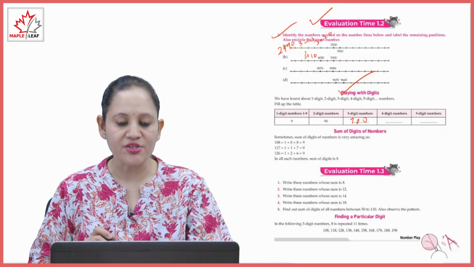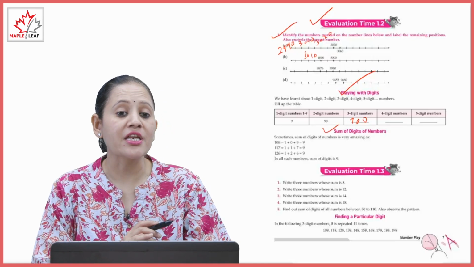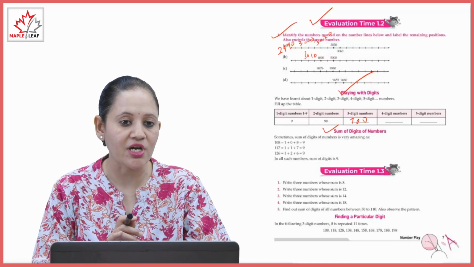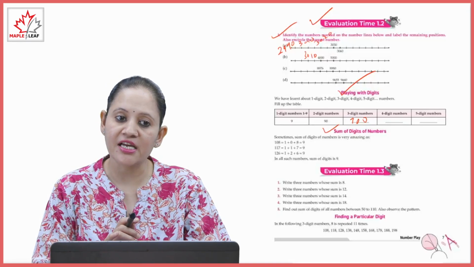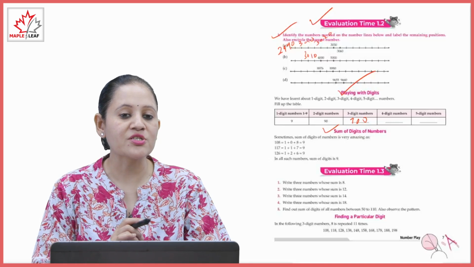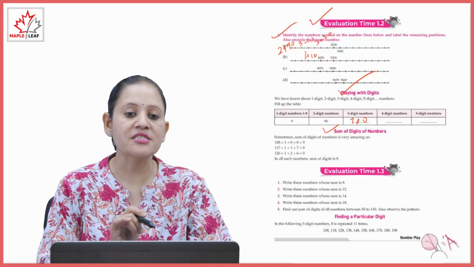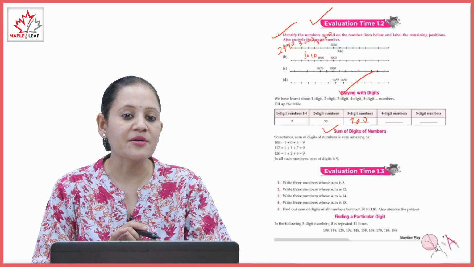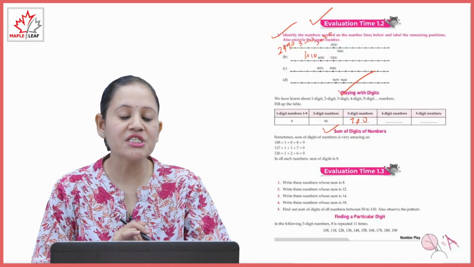Next is sum of digits of numbers. Sometimes the sum of digits of a number is very amazing, as in 108: 1 plus 0 plus 8 equals 9. 117: 1 plus 1 plus 7 is 9. 126: 1 plus 2 plus 6 is 9. So in all these numbers, the sum of the digits equals 9, but the numbers are different. So this is very amazing. Next, Evaluation Time 1.3.